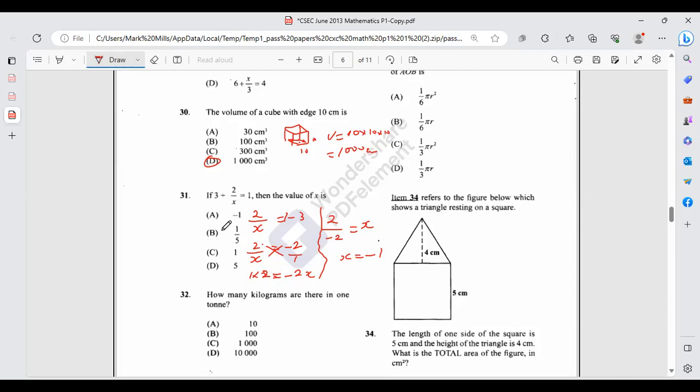32. How many kilograms are there in 1 ton? C, 1,000. Thank you.